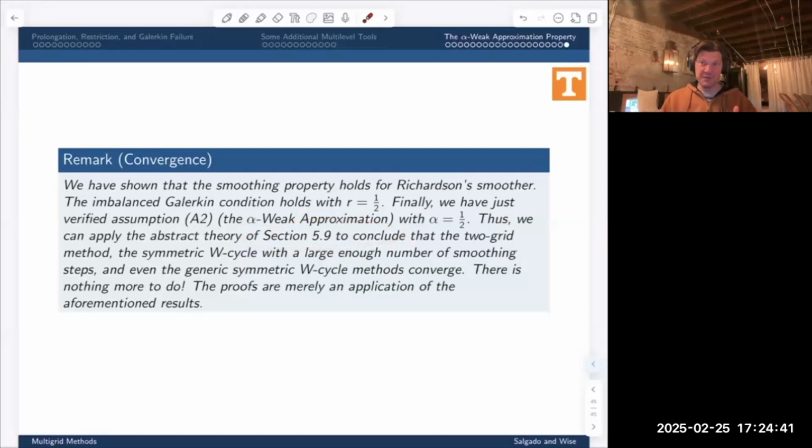Remember, here we use the imbalanced Galerkin condition with R equals a half, and now we're going to apply the alpha weak approximation property with alpha equals a half. We know that we're going to use the lambda Richardson smoother, and that one satisfies the first smoothing property, so we have everything that we need. So I'll end there, and that concludes slide deck 2.